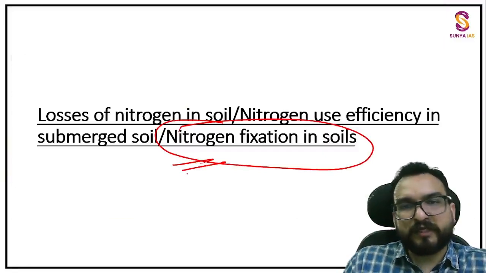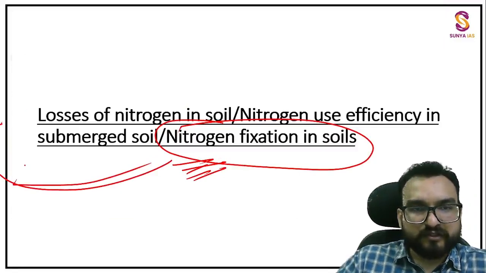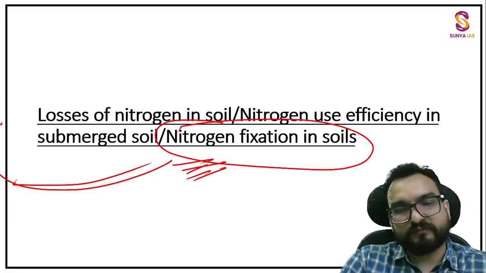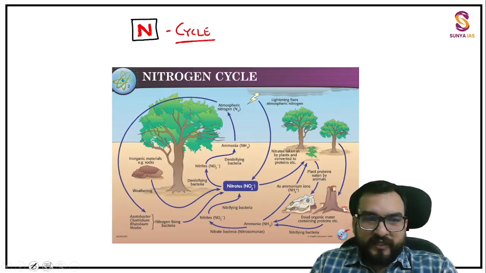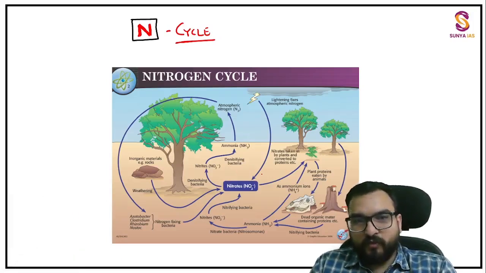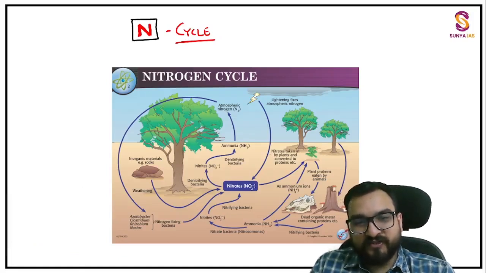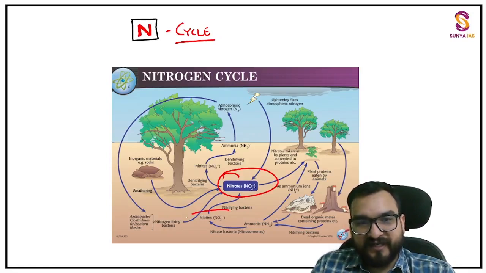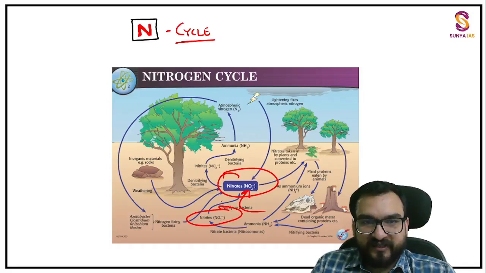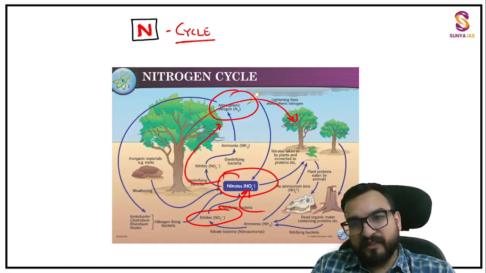Okay guys, so it was about nitrogen fixation. Now we will understand the next part, losses of nitrogen in soil and nitrogen use efficiency in submerged soil. Over here you will see two more processes happening, guys. You have seen the process of nitrogen fixation. One process is nitrification, which I have told you. Nitrification is converting ammonia into nitrites and nitrates. And denitrification is the conversion of these nitrates and nitrites into atmospheric nitrogen. That's how the cycle will complete.